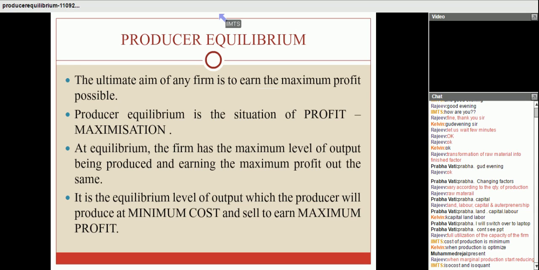Anyone has any idea about isocost? What is isocost?